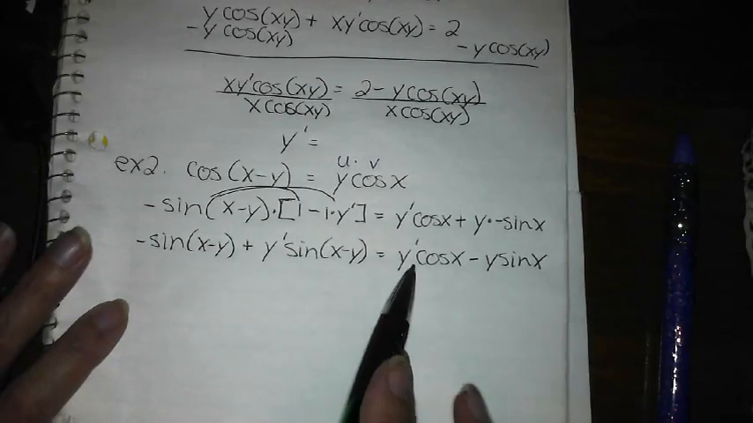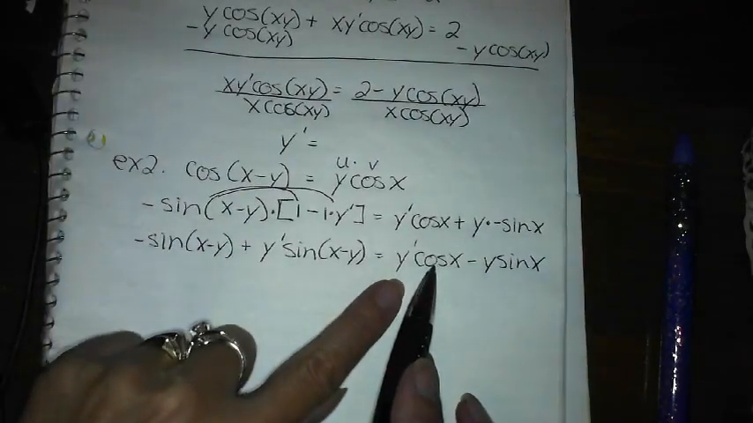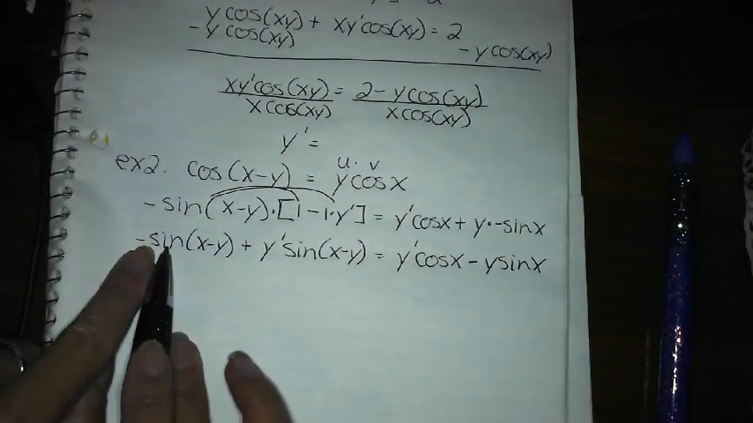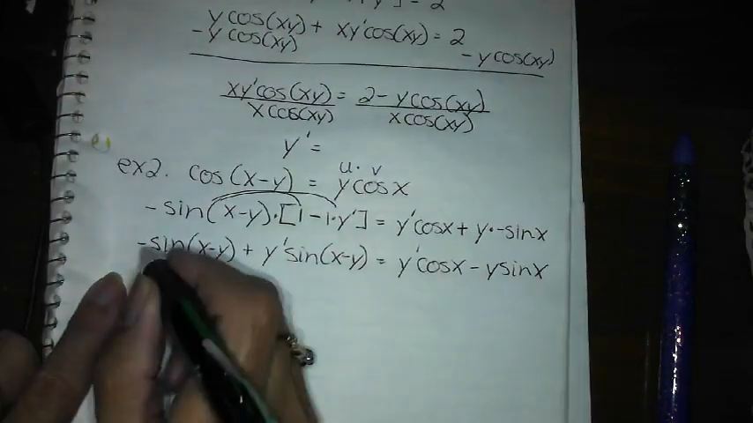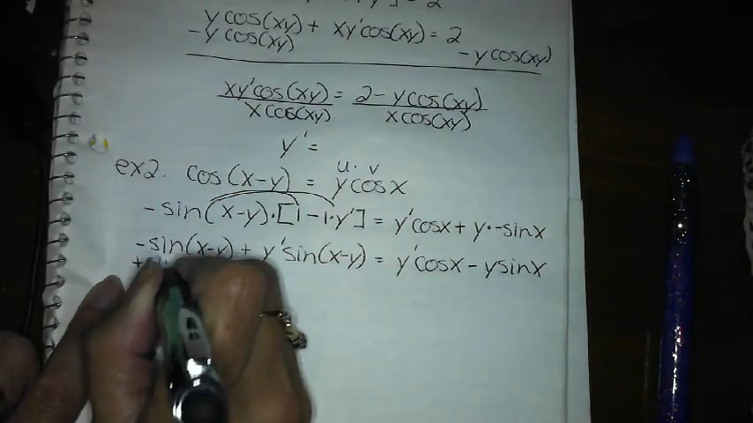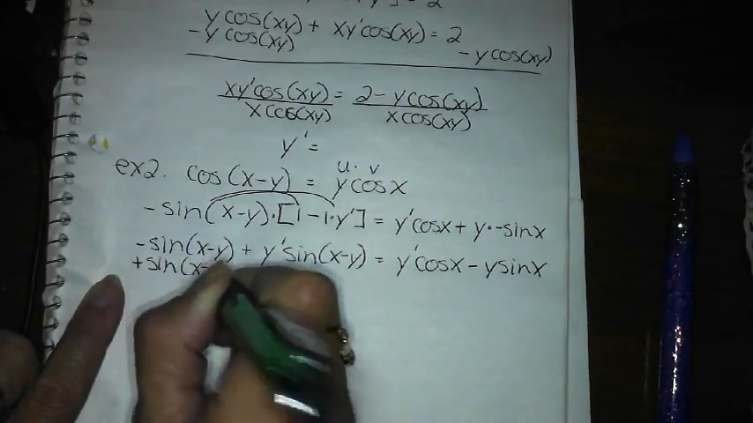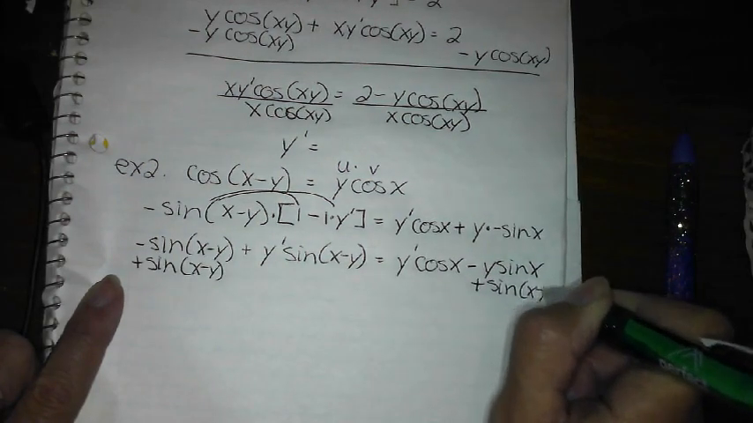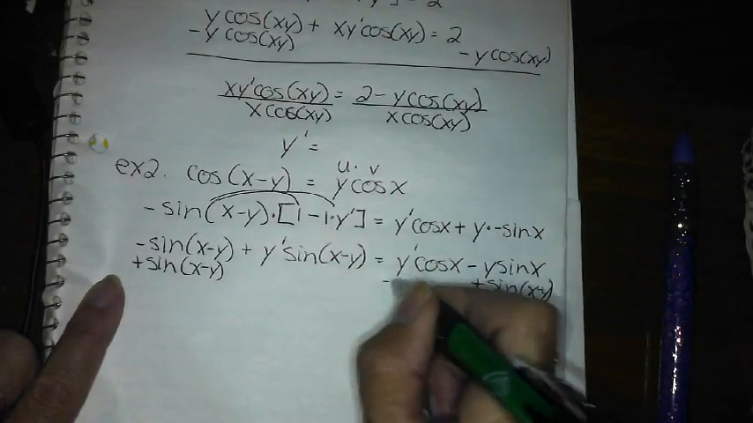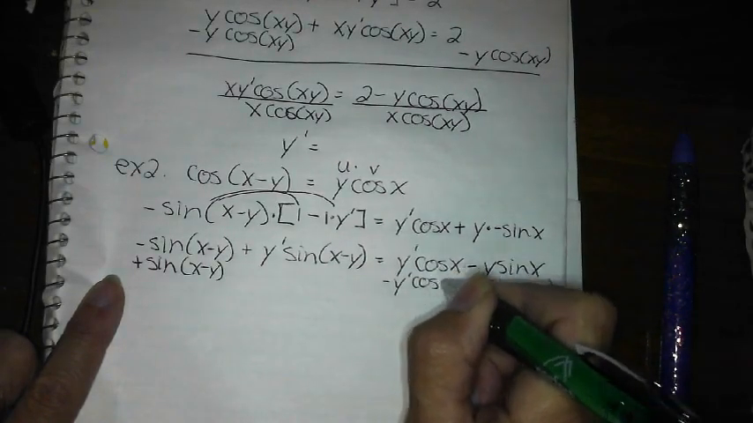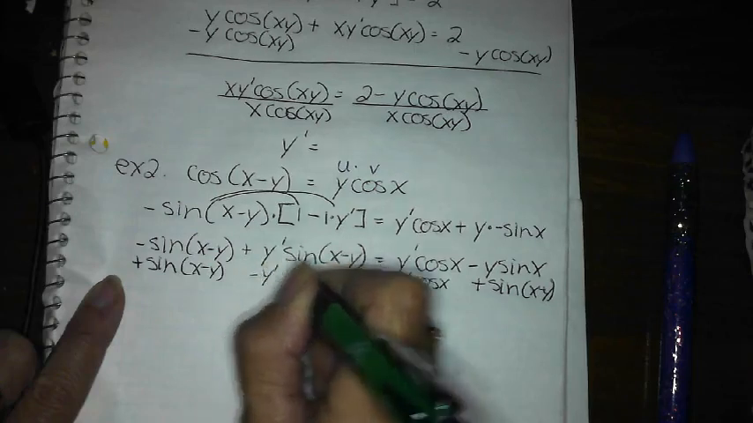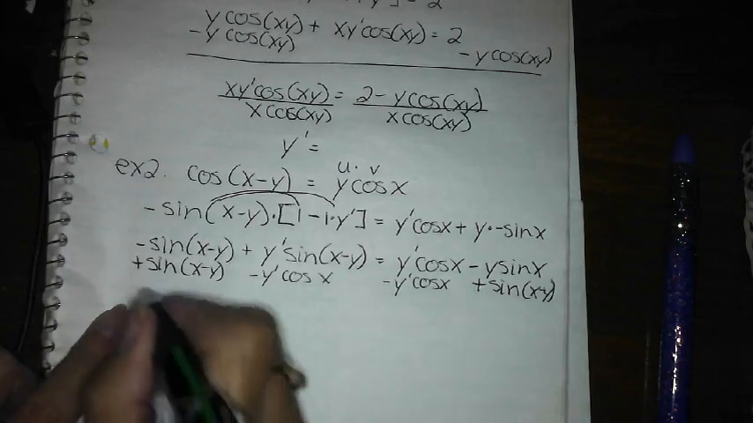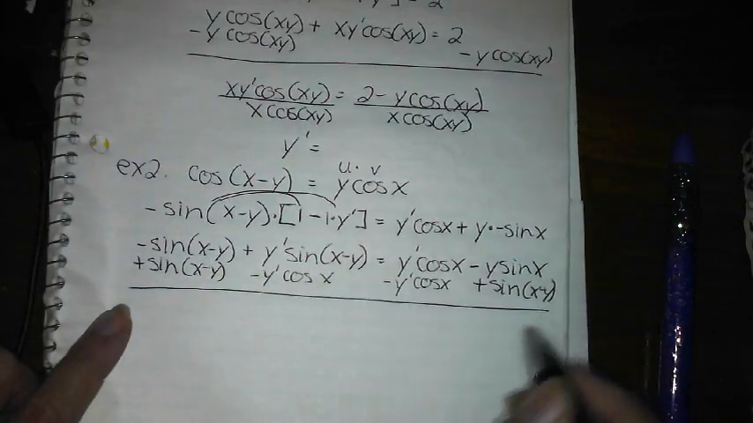Okay, I got two y primes. They're on opposite sides. I got to get them together. I think I will bring this y prime over here and this non-y prime to the right-hand side. So I will add sine of x minus y, then I will be subtracting y prime cosine of x.